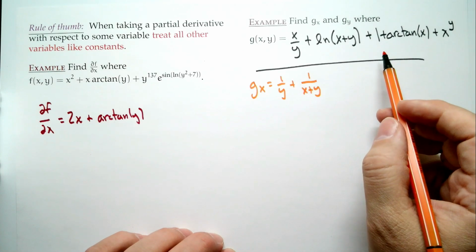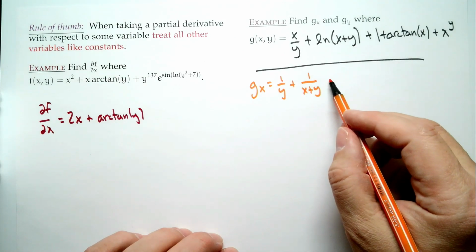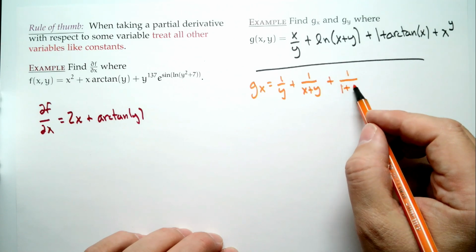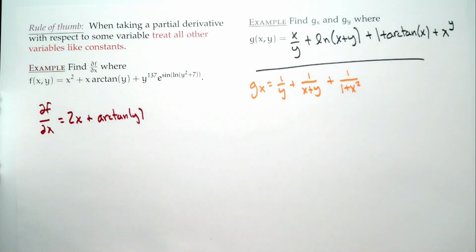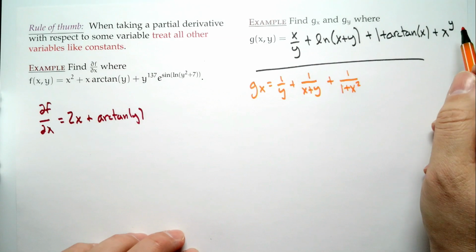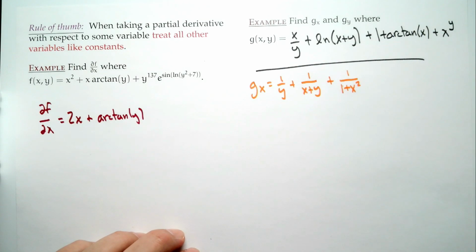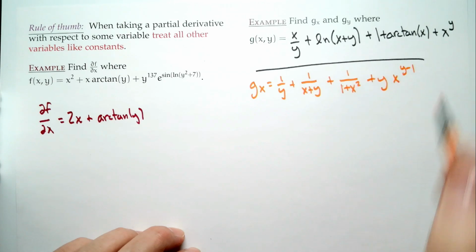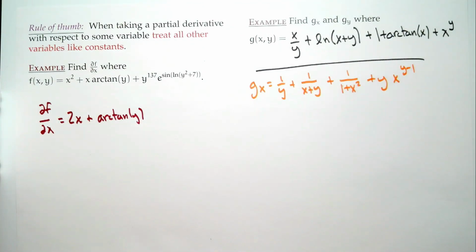Derivative of 1, 0. Derivative of arctangent of x, 1 over x squared plus 1, or 1 plus x squared. Derivative of x to the y: y x to the y minus 1. That is correct, because it's x to a number. You've got to think of which rule you're using. So derivative of x to a number, bring the exponent down, so that'd be y, and x to 1 less: y x to the y minus 1. Okay. Good. All right. That one's not so bad.